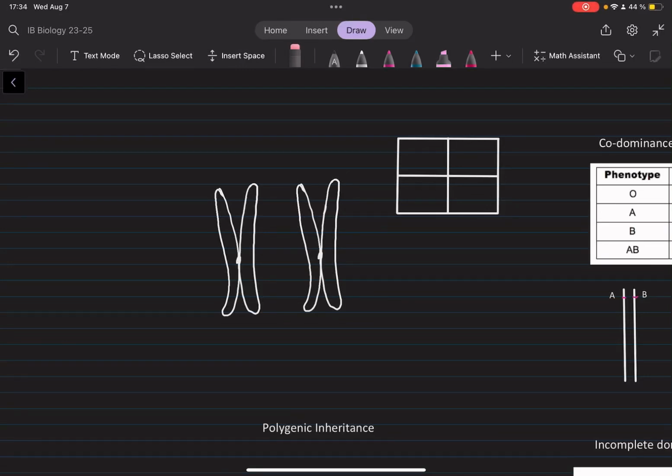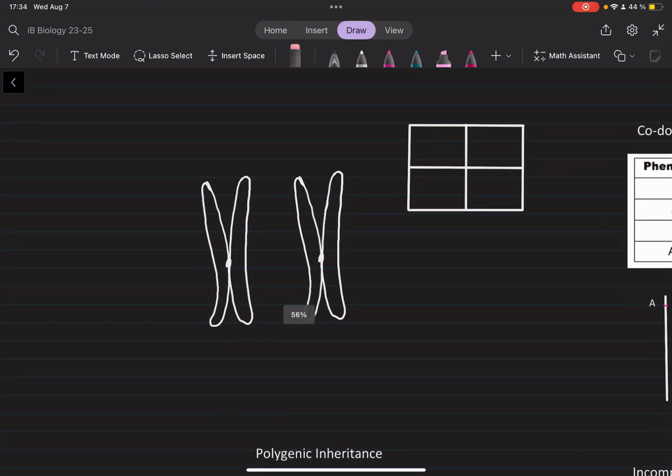Hey guys, so today I will be covering the standard level content of the topic of inheritance as part of the IB biology curriculum. So essentially, inheritance is just the passing down of traits from parents to offspring. Now, all living beings have DNA, and that DNA makes up a gene, and those genes code for a specific trait or protein within that organism.